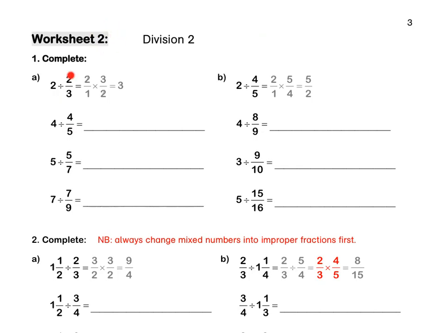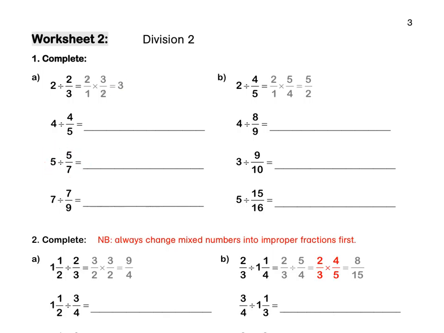2 divided by 2/3 is the same as 2, we just put it over 1 to make our multiplication easier, times by the inverse of 2/3, which is 3/2. Then we simplify in our question, and our answer is 3/1, or 3.